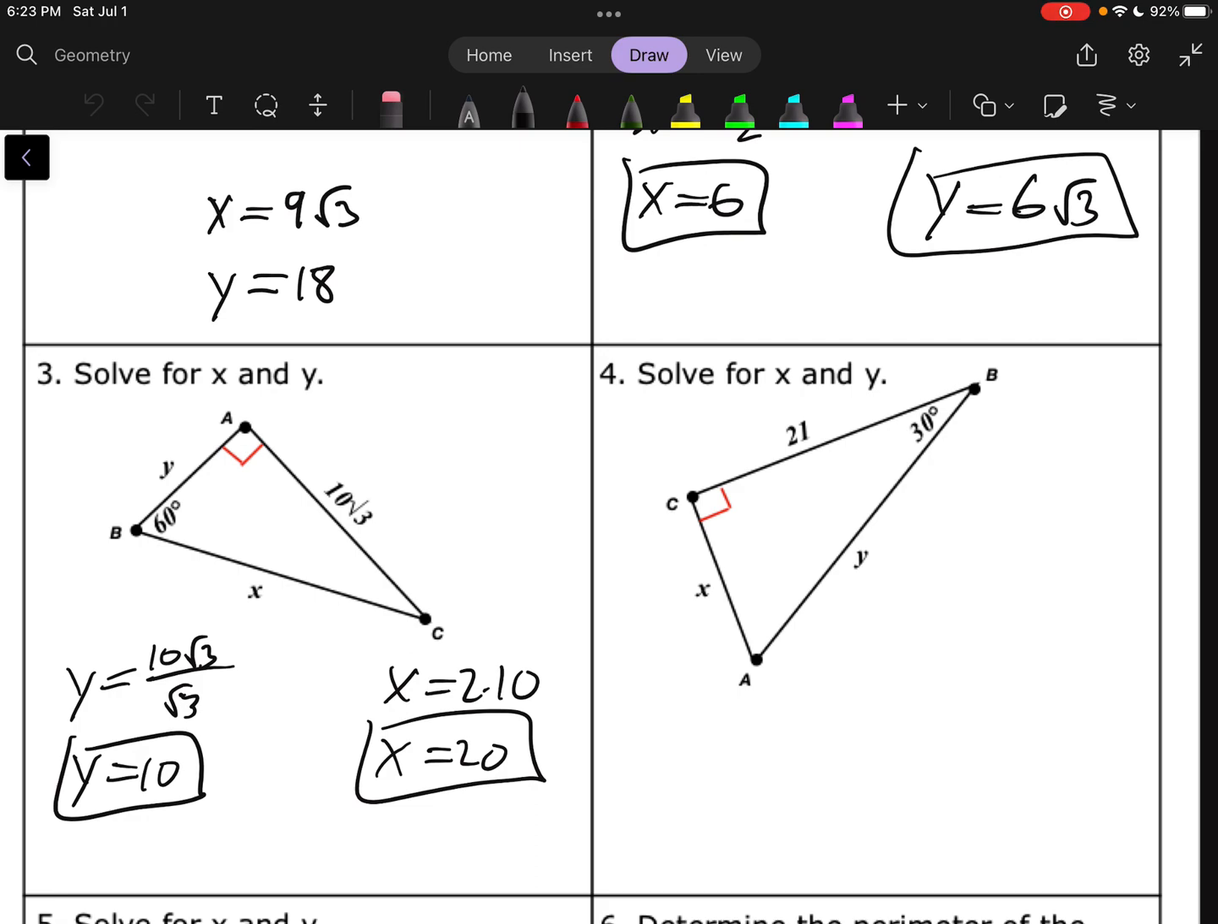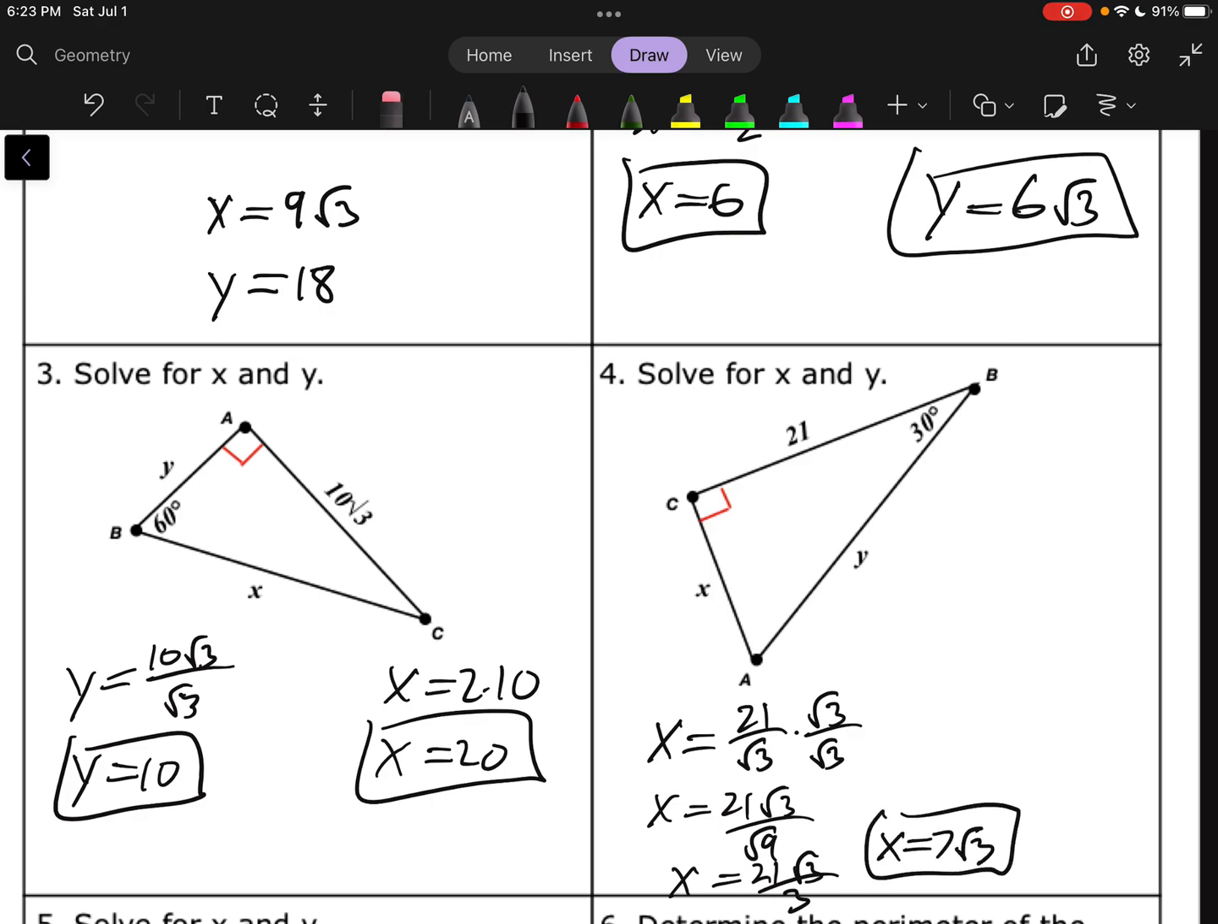For number 4, this is where it started to get a little bit weird. To get x, you should have done 21 divided by root 3. Done the root 3 over root 3 thing. We get 21 root 3 over root 9. But what's root 9? Root 9 is 3. 21 divided by 3 is 7 root 3 for x. And then if that's 7 root 3, we do 10 times 7 root 3, and we get that y is 14 root 3.